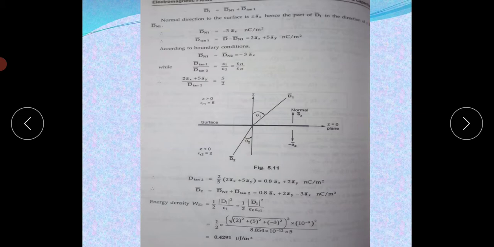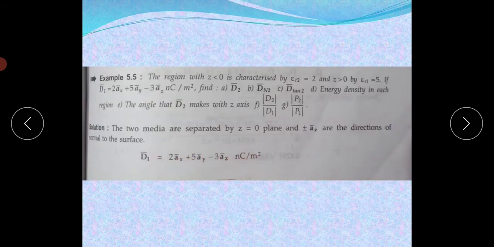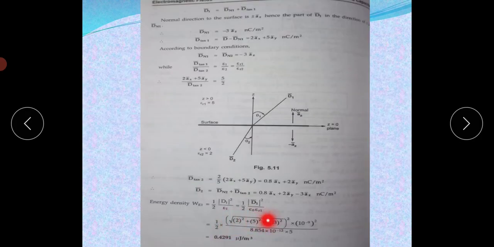So the energy density in the first dielectric material, W suffix E1, equals 1 by 2 modulus of D1 square by epsilon 1, where epsilon 1 equals epsilon naught into epsilon r1. So it equals 1 by 2 into modulus of D1. This is the D1 expression. Modulus of D1 equals square root of 2 square plus 5 square plus minus 3 square. This is modulus of D1.